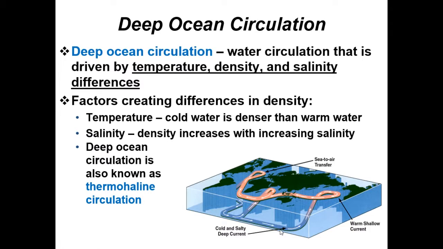This thermohaline circulation is often described as a global conveyor belt for ocean currents. It is essentially the path in which ocean circulation occurs worldwide. Water moves in this specific pattern. So that's deep ocean circulation.